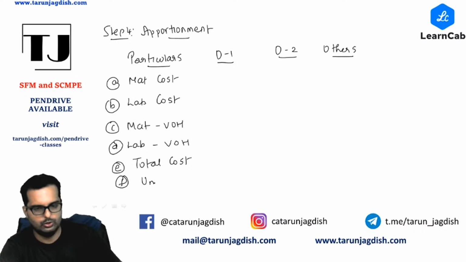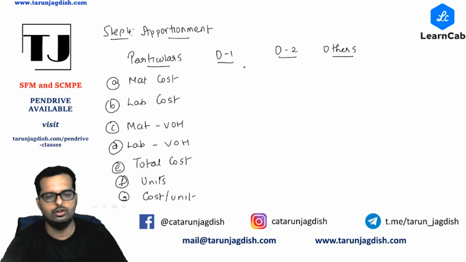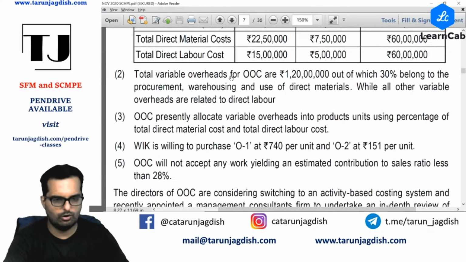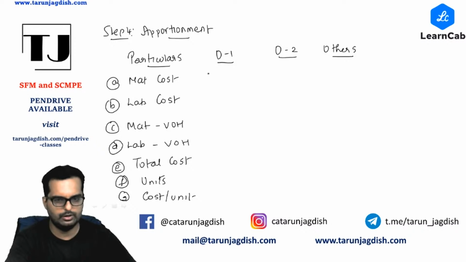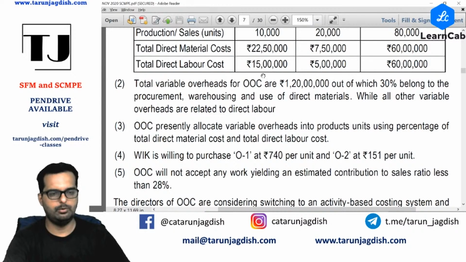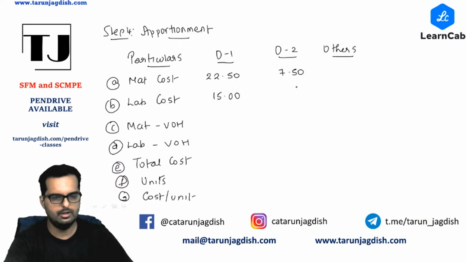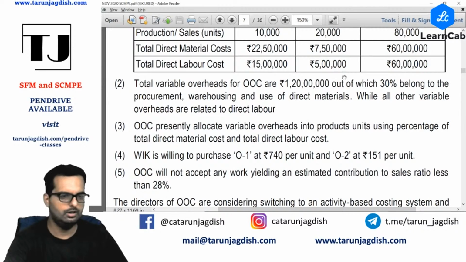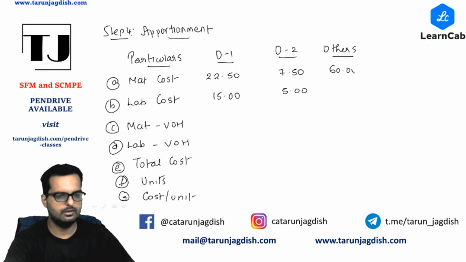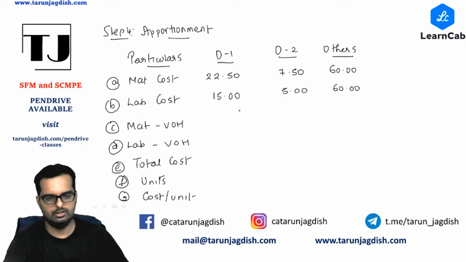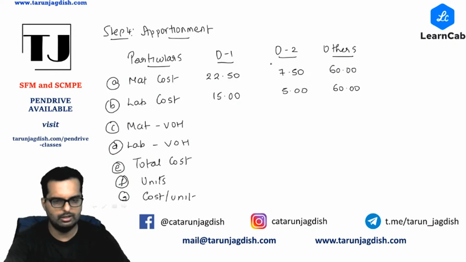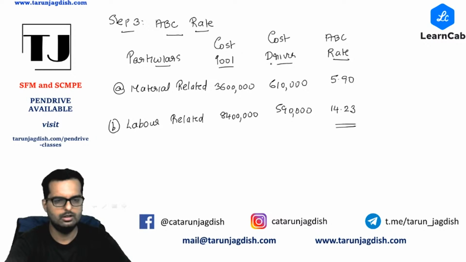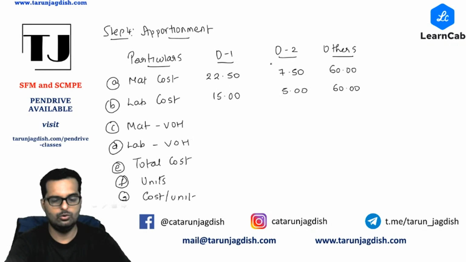I have the units, and from these units I can find out my cost per unit. Now the material cost is already available: 22.5, 7.5, 22.5, 7.5. Here it is going to be 15, and here it is going to be 5, 60 and 60, 60 and 60. Now apportionment, I believe we have already done it over here. Oh no, we have to do that over here, right? Okay, let's do it over here itself.